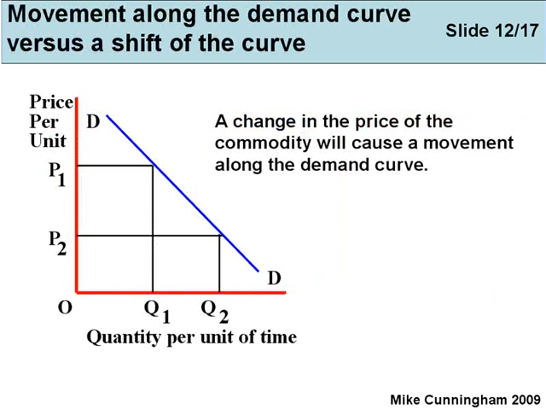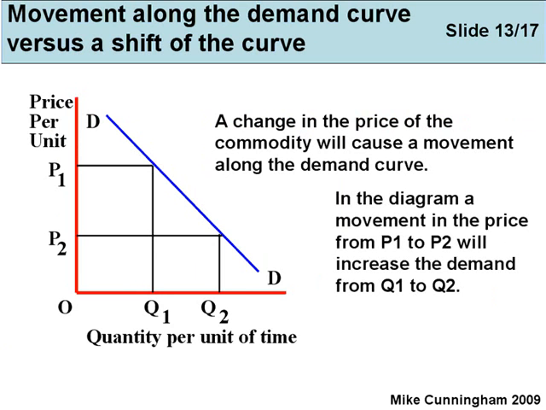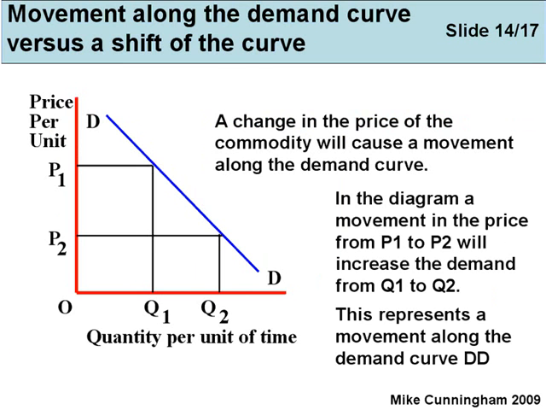Now, let's look at a movement along the curve versus a shift of the curve, which some students find difficult. First of all, a change in price will move us along the demand curve. In the diagram, a movement in the price from P1 to P2 will increase the demand from Q1 to Q2. As the price falls, more will be demanded. This represents a movement along the demand curve, so it's quite straightforward.